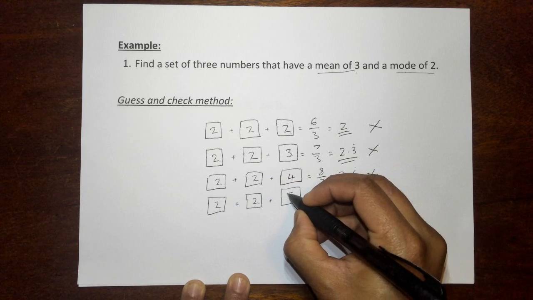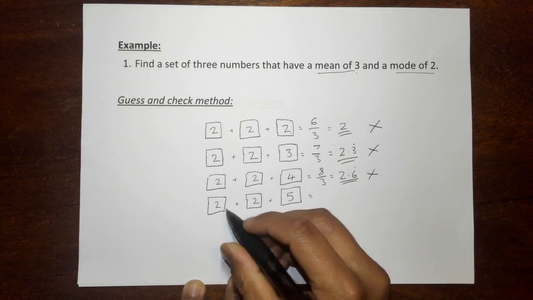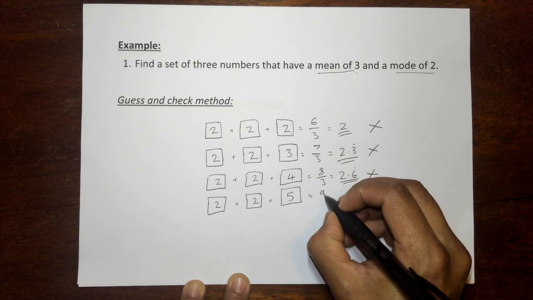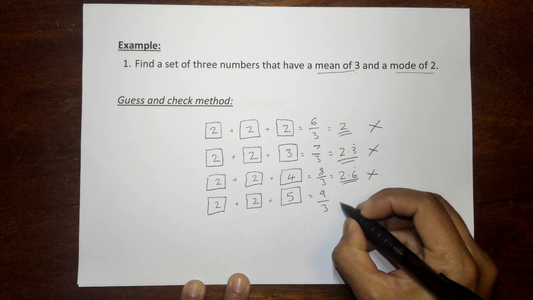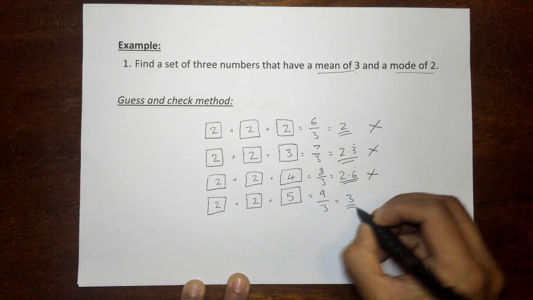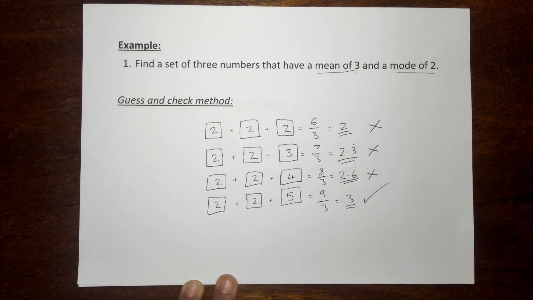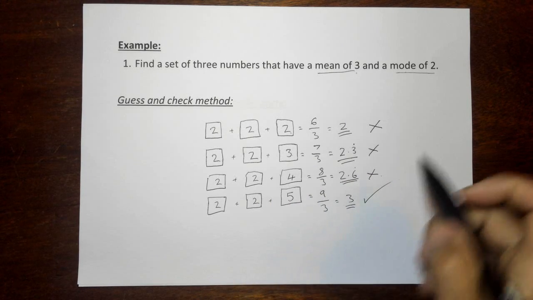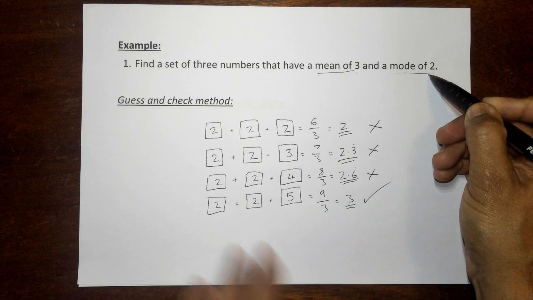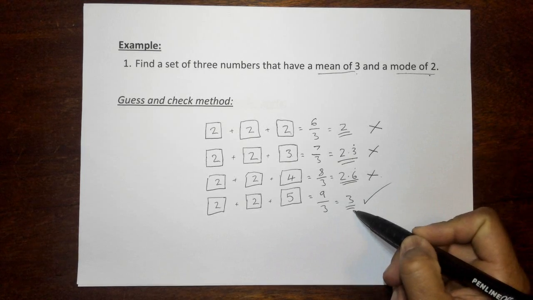Our next number we can try is 5. 2 plus 2 is 4, plus 5 is 9. 9 divided by 3 is 3. Now we have our mean of 3. We have a mode of 2, because 2 is our most common number, and we have a mean of 3.